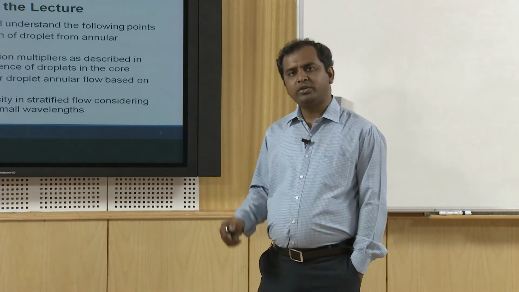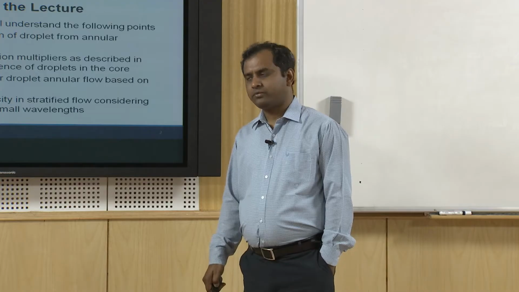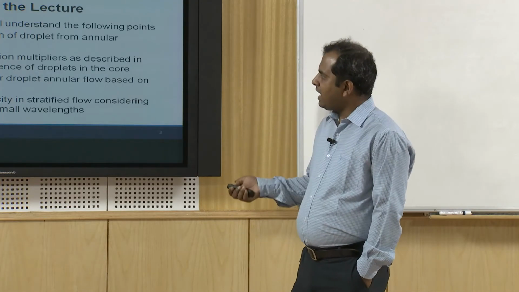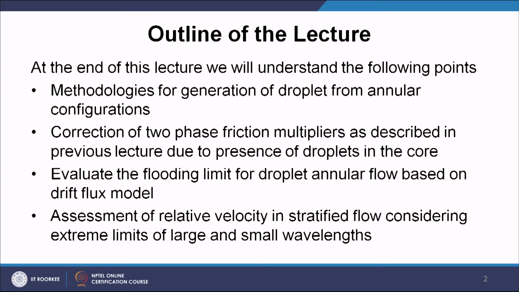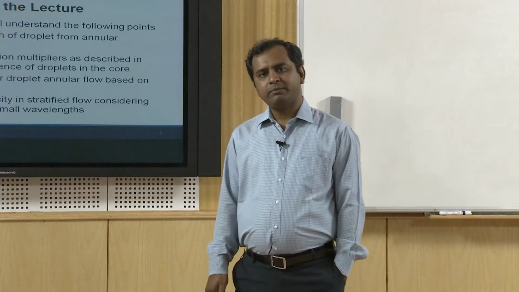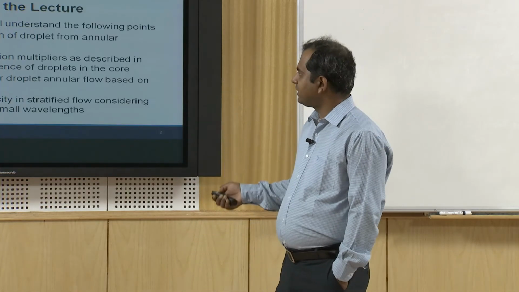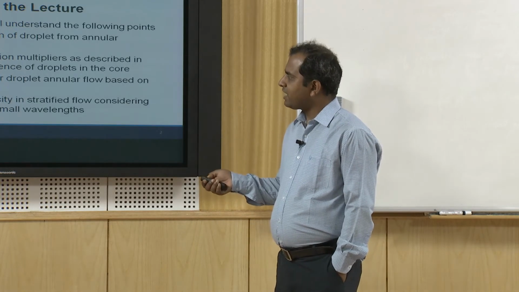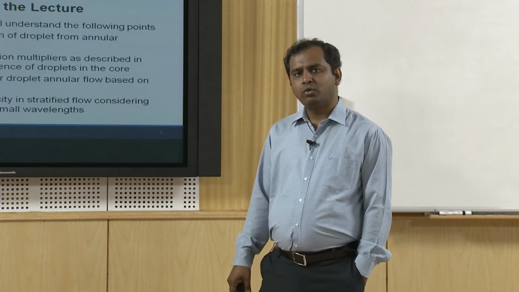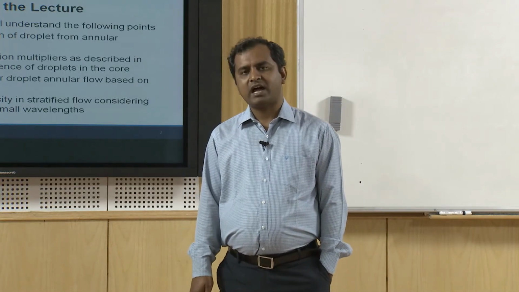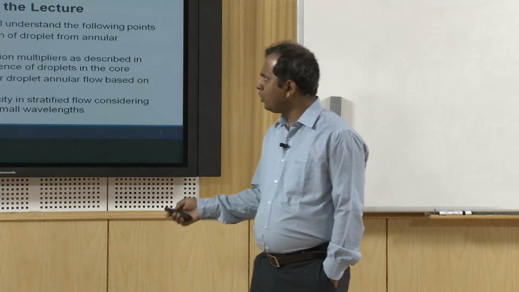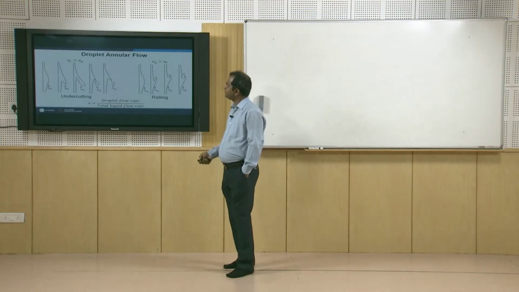For that we will be using the reflux model, our earlier knowledge of the reflux model, and at the end section of this lecture we will be discussing stratified flow. We will be showing how wave structure in stratified flow can be clubbed in horizontal orientation, and then we will be extracting the limits of large and small wavelengths. So, both the extremes, the large and small wavelengths, we will be seeing. To begin with, first we will see how droplet annular flow actually generates.